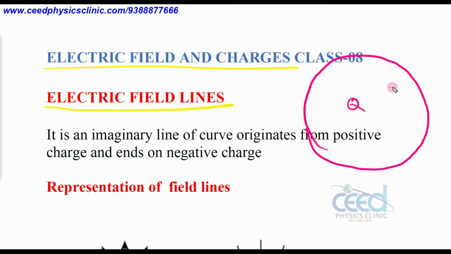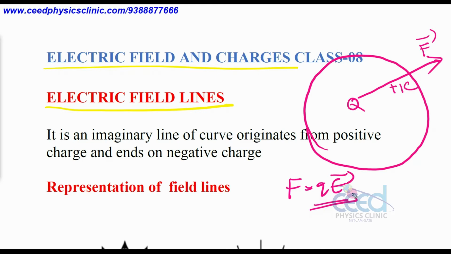Suppose you bring a +1 coulomb in this region, then it will repel in this direction. So this is the direction of force acting on this +1 coulomb. We have already seen F is equal to QE. So in order to say the direction of this force, we must define the direction of field lines. There is an electric field which is directed outwards.